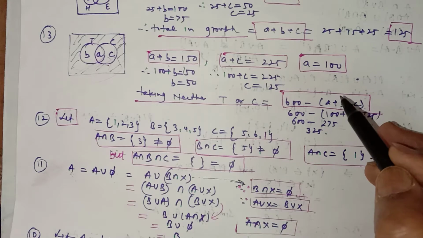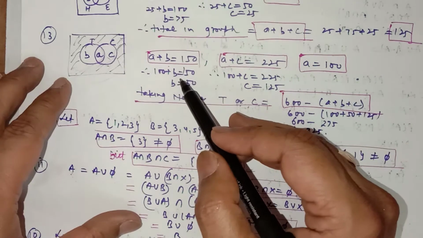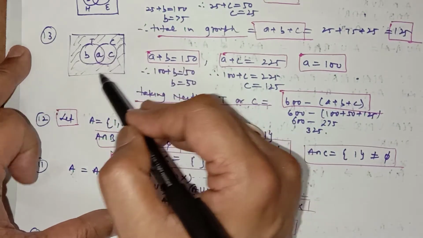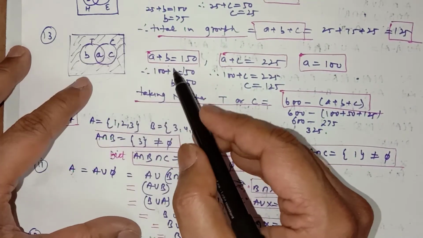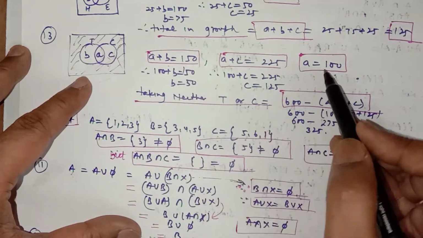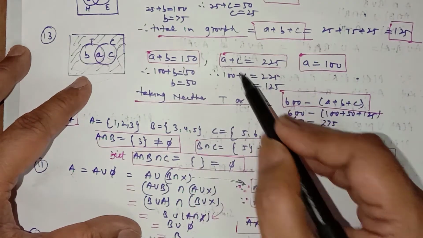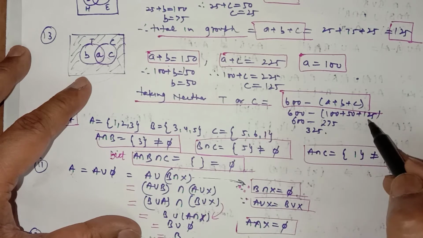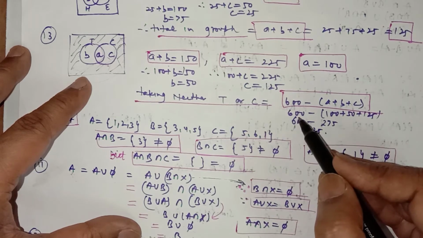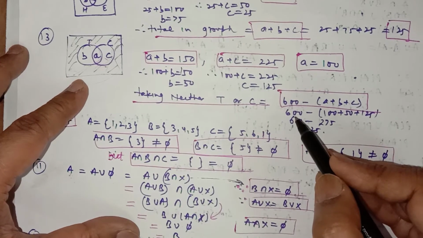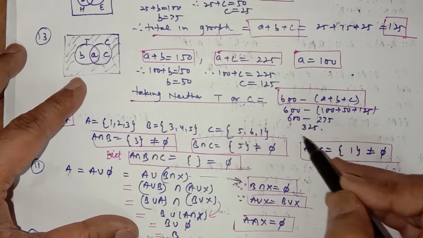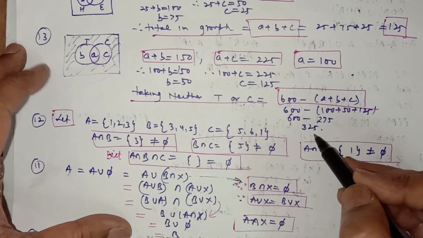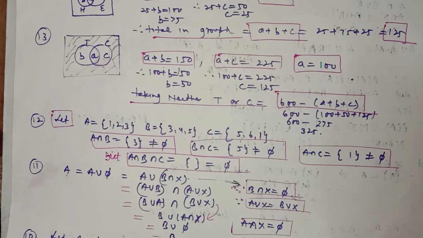You have to find how many are taking neither tea nor coffee. So what you have to do is find the shaded portion in this, outside A plus B plus C. Put the value of A here, you will get B. Put the value of A here, you will get C. So A plus B plus C is 100 plus 50 plus 125. Subtract it from 600, that is the number of persons from whom the survey was taken. You will get 325, the number of persons taking neither tea nor coffee.